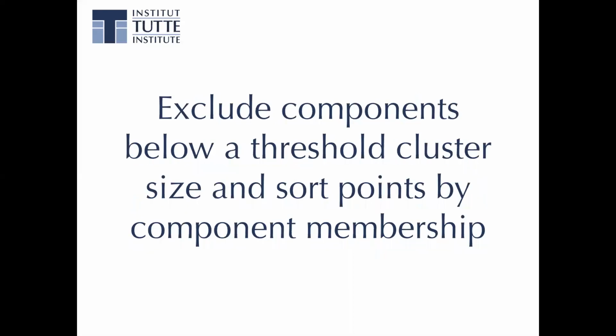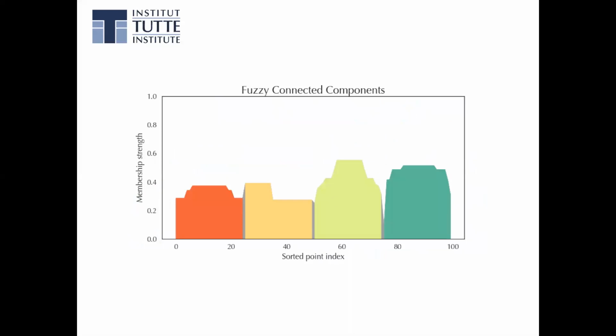So as long as we exclude some components that are below a given threshold size, they're too small to be considered a cluster. 2 points, that's not a cluster. That's just 2 lonely points by themselves. And prune those out as being too small. We can sort the points according to the component membership of which cluster they belong to when at different membership strengths. And you get essentially something like this, where there's a varying membership strength and the points are sorted in an order. And from there, you can pick out clusters.